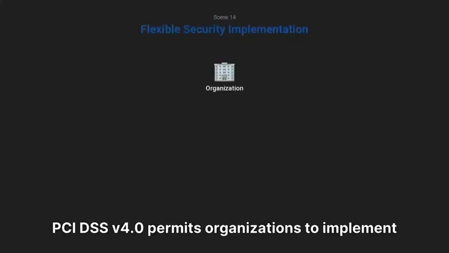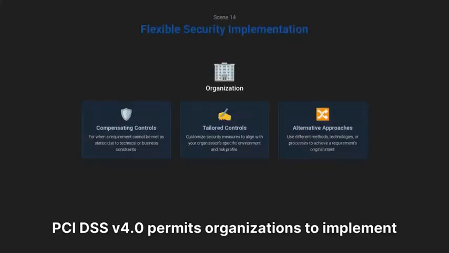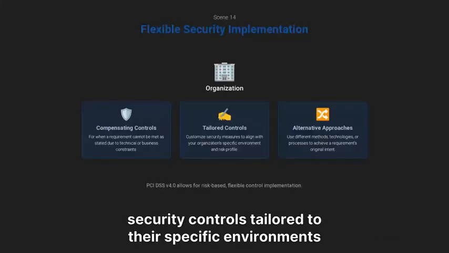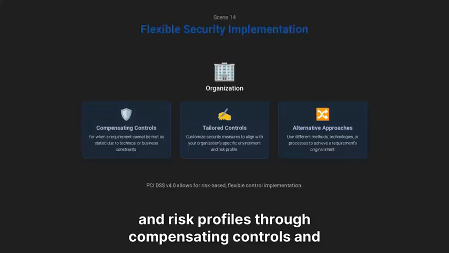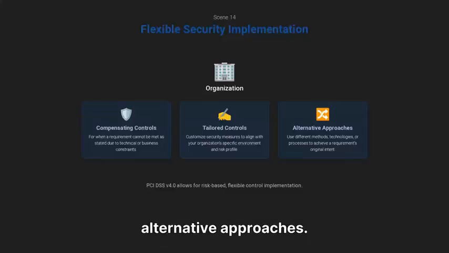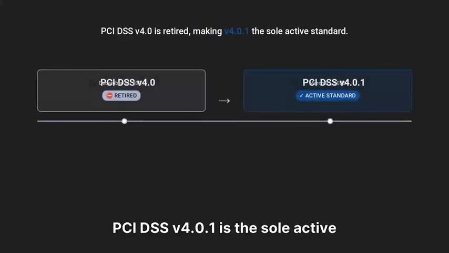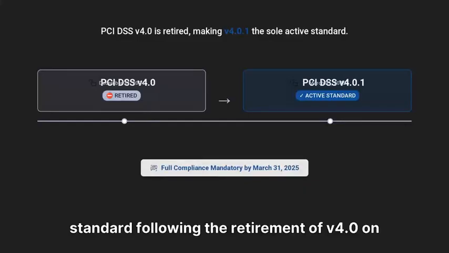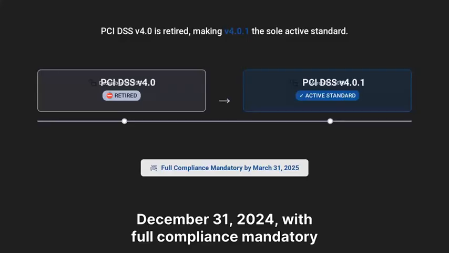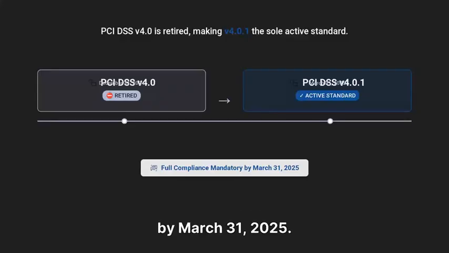PCI DSS version 4.0 permits organizations to implement security controls tailored to their specific environments and risk profiles through compensating controls and alternative approaches. PCI DSS version 4.0.1 is the sole active standard following the retirement of version 4.0 on December 31, 2024, with full compliance mandatory by March 31, 2025.